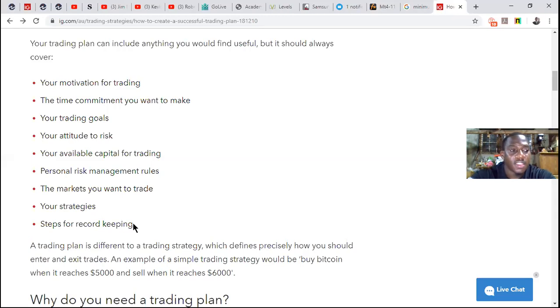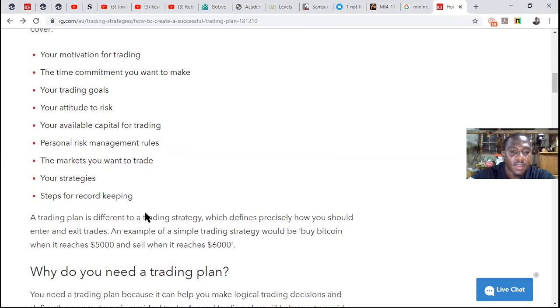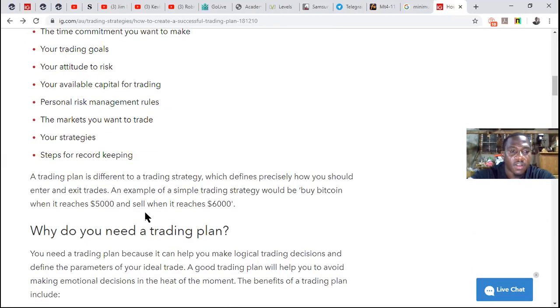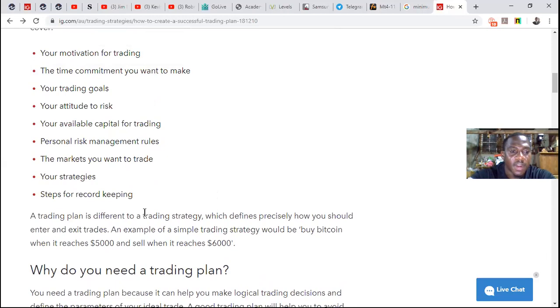So for me, I like screenshots. Other persons may like the Excel spreadsheet, noting down the time and the date that you executed the trade, and even going back on the charts and pulling up the past, looking for the setup on the live charts. It makes no difference. So that's something very key for me.